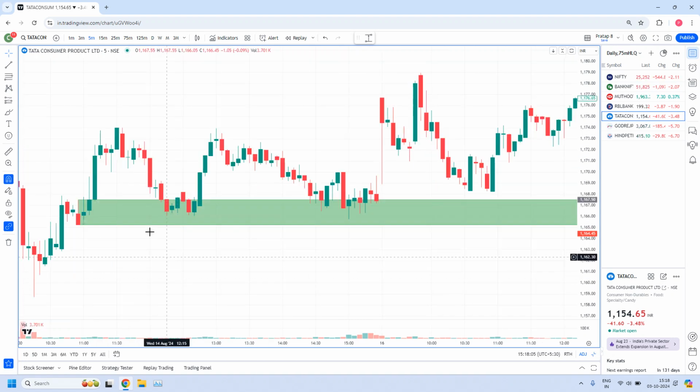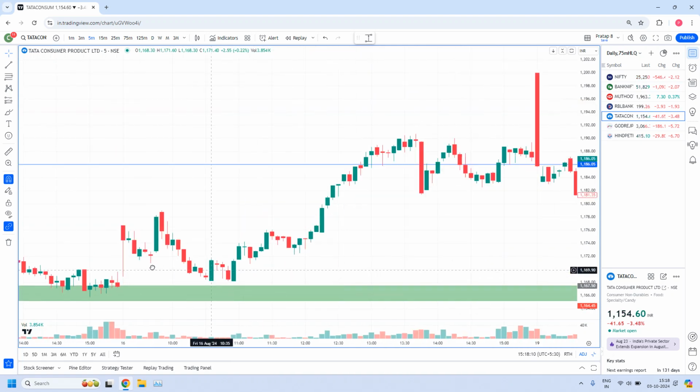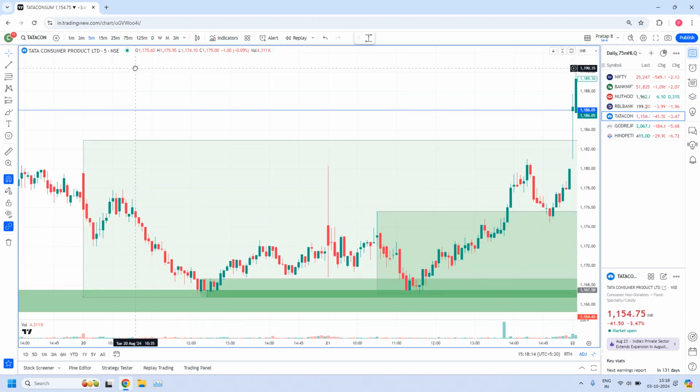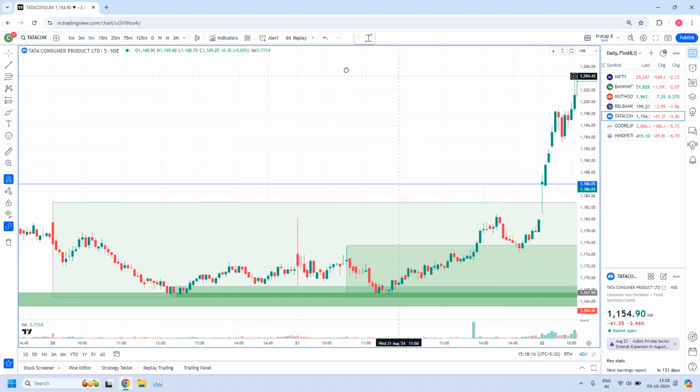See how many times this zone is tested. This is the first time, this is the second time price entered here. This is the third time, during the zone creation. Again after that, the fourth time it is tested.